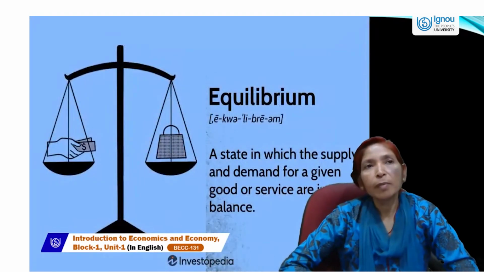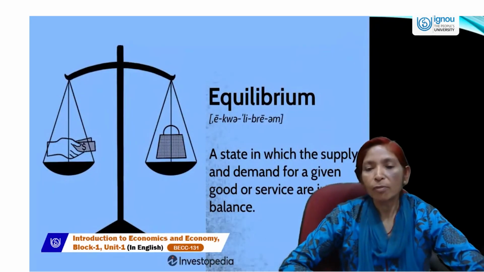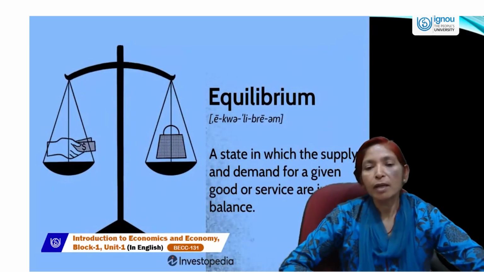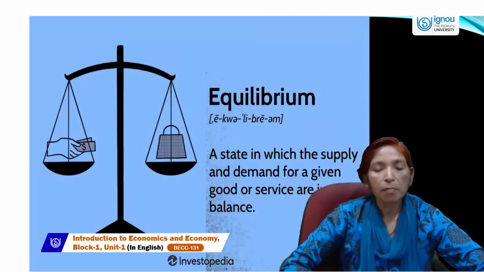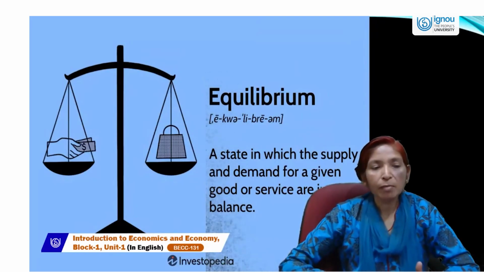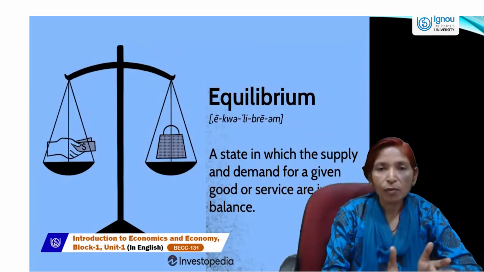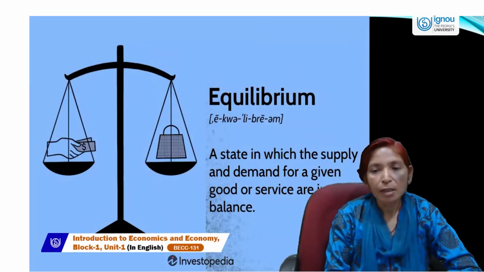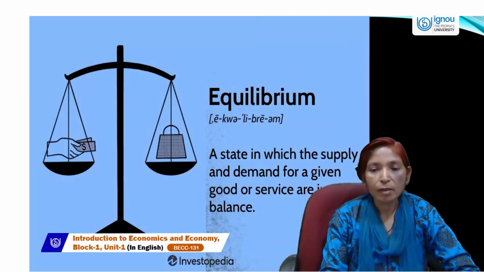Now, next is equilibrium. What is the meaning of equilibrium? Equilibrium means a state of position in which demand and supply for a given good or service are in balance. So, equilibrium is a position where no one wants to move from once that situation is achieved.